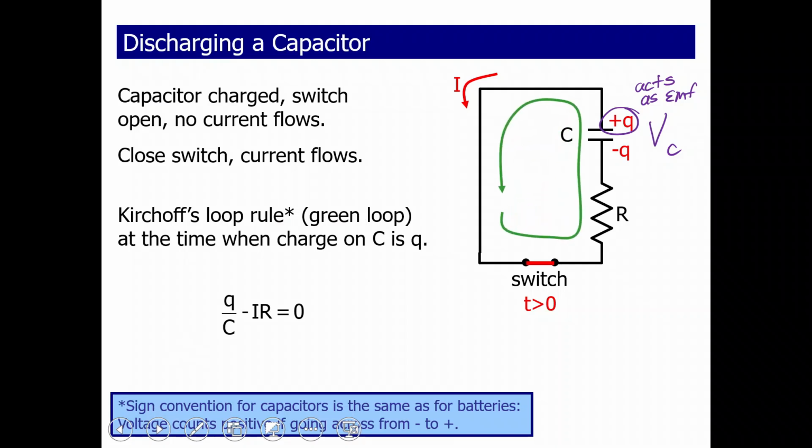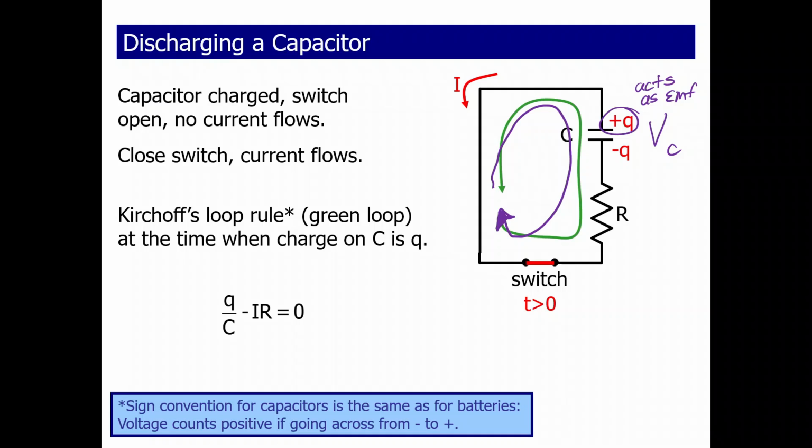So this loop rule is a little bit simpler because you have Q over C minus IR. There are different ways for this to work. In this case, we've actually changed the direction of our loop. When we worked the charging, we assumed that our loop was going in this direction. So you can actually assume that. And if you do that, that will change the way that you work the problem.